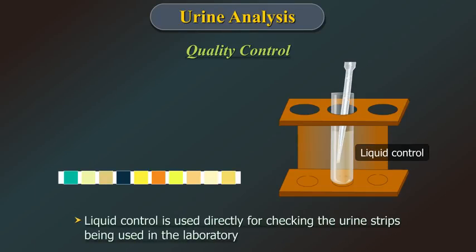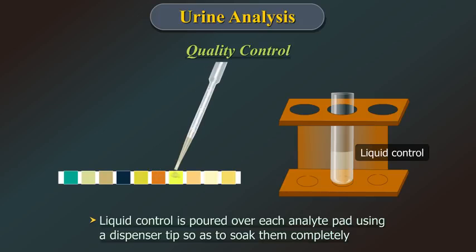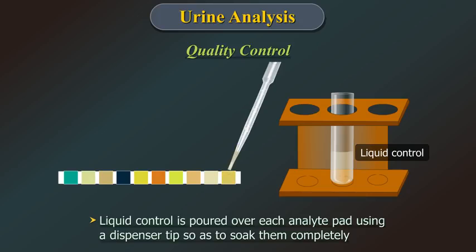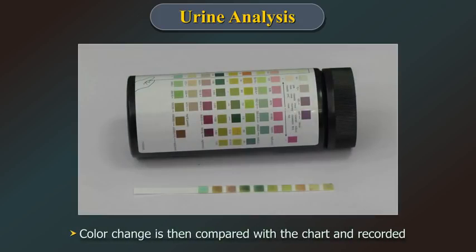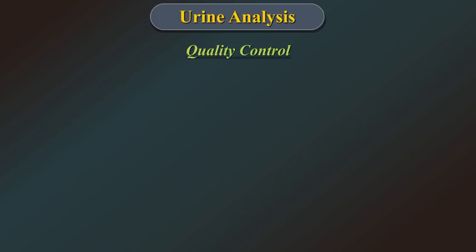Alternatively, the liquid control can be used directly for checking the urine strips being used in the laboratory. The liquid control is poured over each analyte pad using a dispenser tip so as to soak them completely. The color change is then compared with the chart and recorded. The values assigned to the lot number are provided in the control insert by the manufacturer.